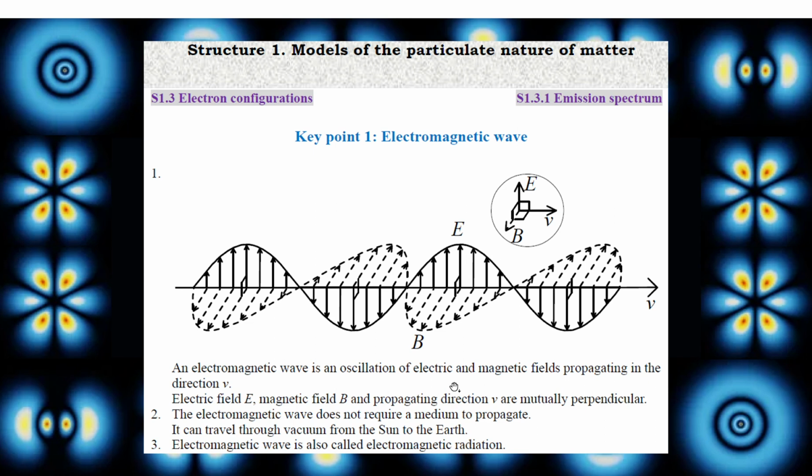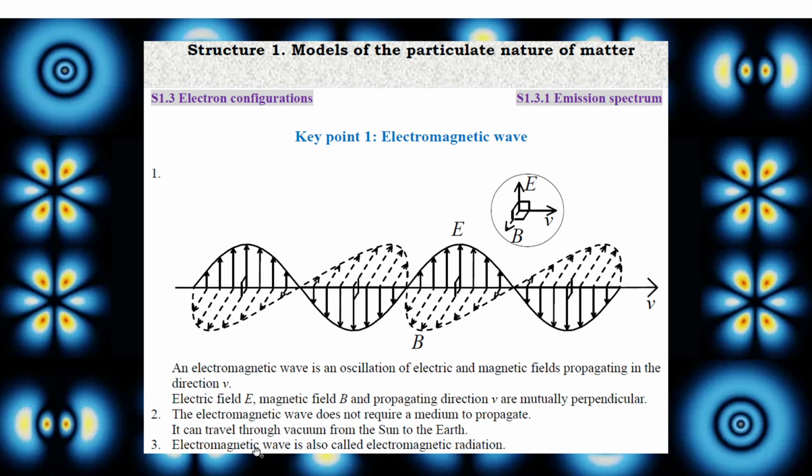An electromagnetic wave is the electric field and the magnetic field interlocking together and then propagating at speed v. The electric field, magnetic field, and the direction of the speed are perpendicular to each other. The electromagnetic wave does not require a medium to propagate, so light can pass through the vacuum from the sun to the earth to shine on us, okay?